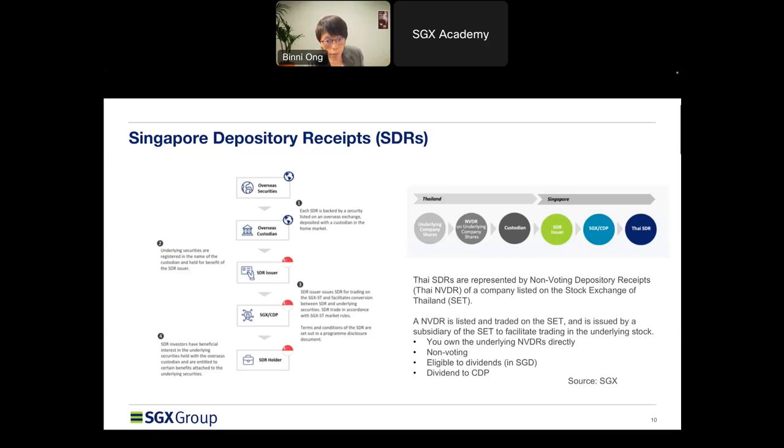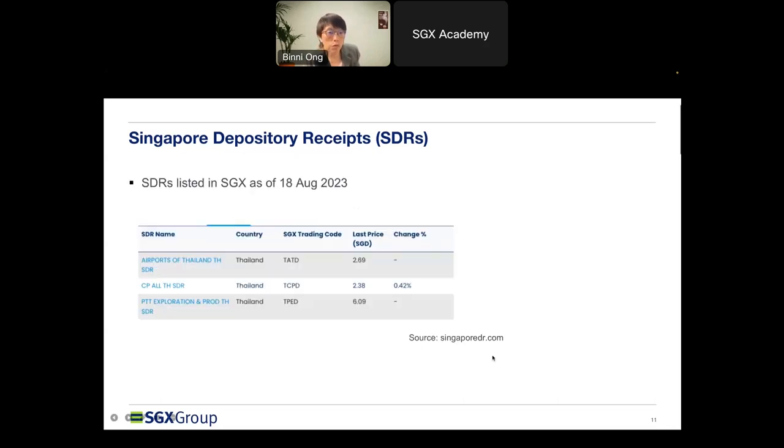Although that's one thing: even though you have the SDR, it's non-voting. But you do own the underlying NVDR, which is the non-voting depository receipt. So this would be the structure that you have, but this is not the core of what I'm trying to present here. What I'm trying to present here is to introduce to you the three stocks that are listed here in SGX, under the SDR structure.